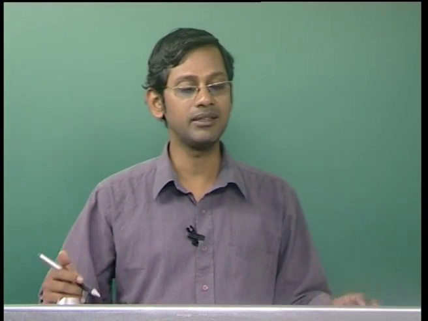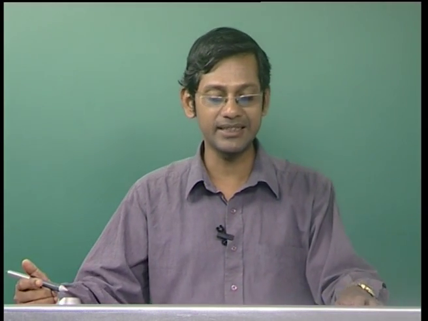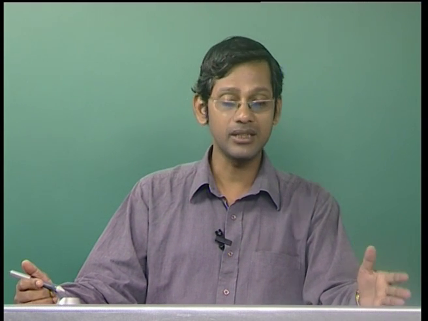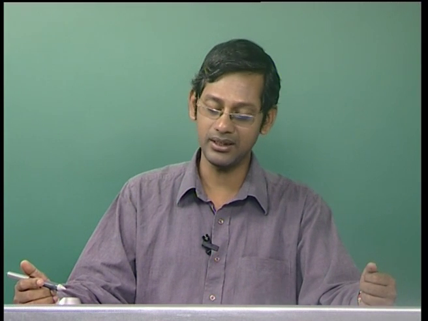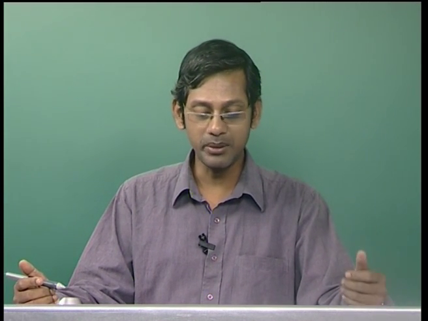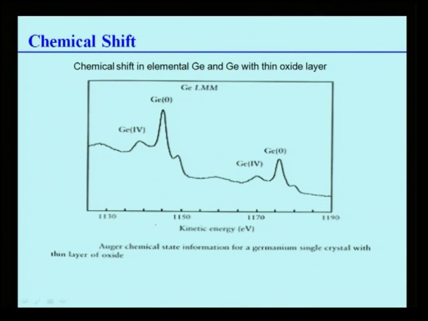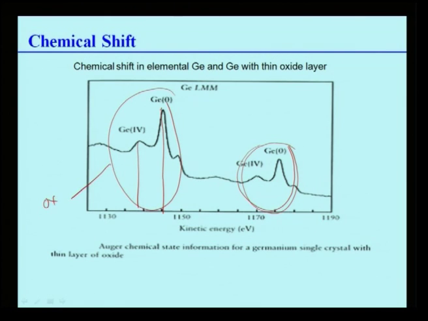To give you a much better perspective, let us now talk about elemental germanium and germanium with a thin oxide layer, same as silicon. But here the elemental germanium is a germanium single crystal. So you have the germanium 0 peak and the germanium 4 peak; you can see these are germanium LMM transitions. This is from the pure germanium, and this is from the oxidized peak.